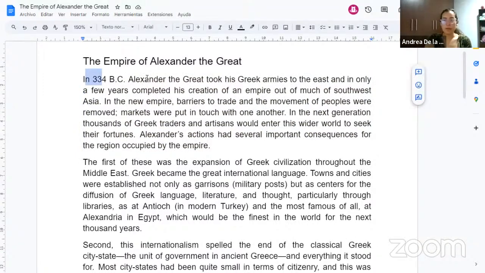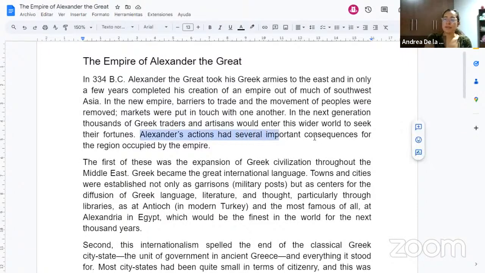In some part of time, Alexander the Great took his Greek armies to the east and in only a few years completed his creation of an empire. Okay, so Alexander the Great created an empire out of much of Southwest Asia. The new empire, okay, were removed. So you start seeing the changes, right? In the new empire, this and this was removed. Markets were not here. In the next generation, thousands of Greek traders and artisans would enter.